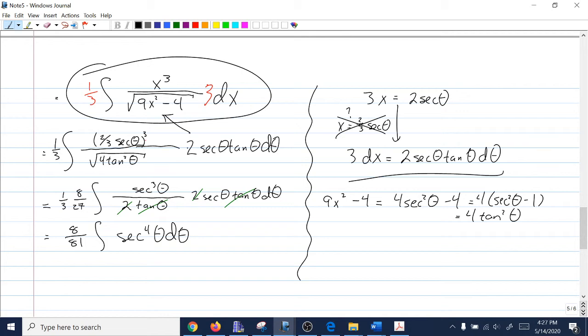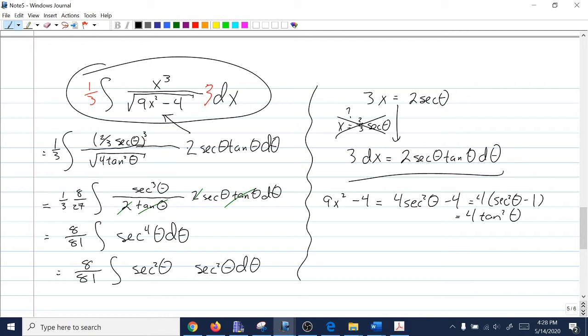Some of them are hard, some of them are not that hard. Secant cubed is usually the hardest one. The thing that's hard is an odd number of secants and an even number of tangents. This has an even number of secants, so this is supposed to be one of the easy ones. Why is it one of the easy ones? Well, when I have an even number of secants, I can pull out 2 secants. 8/81 integral of, I'm going to pull out 2 of the secants, secant squared theta d theta, and I'm left with another secant squared here.